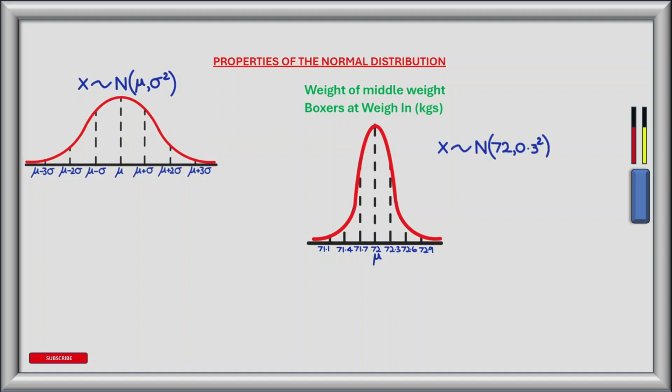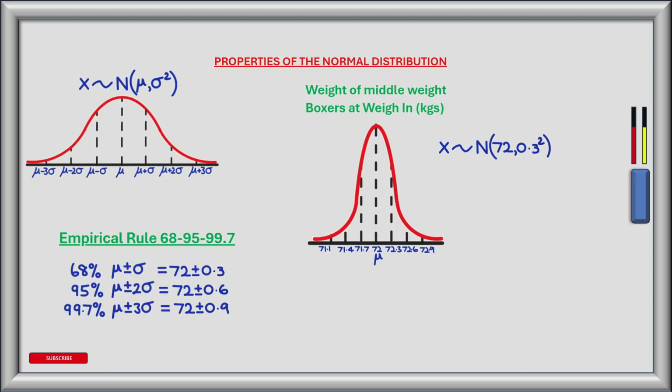So we can write this as random variable x is normally distributed with a mean of 72 and a standard deviation of 0.3. The lighter boxers would appear at this end of the curve, and the heavier boxers would appear at this end of the curve.